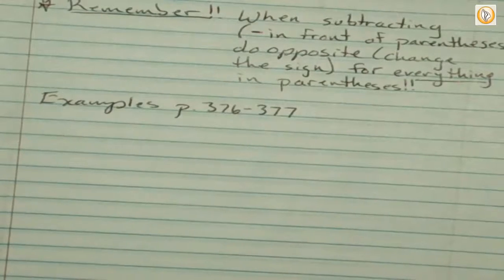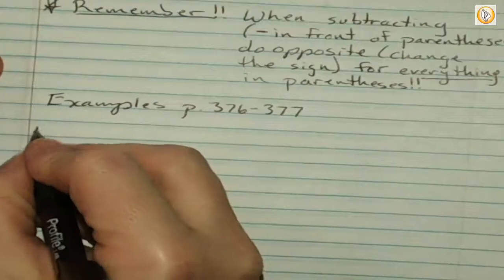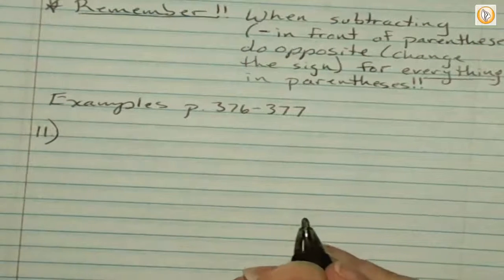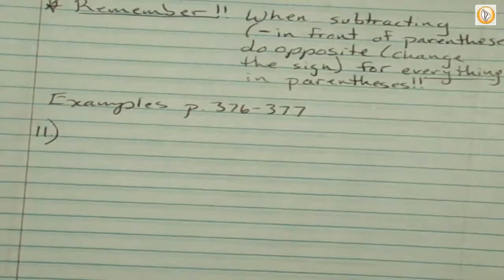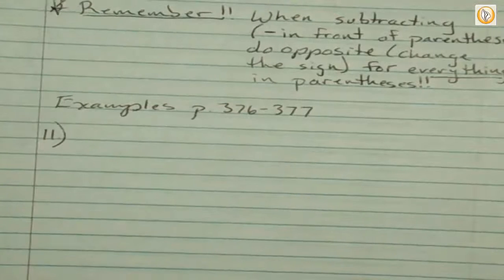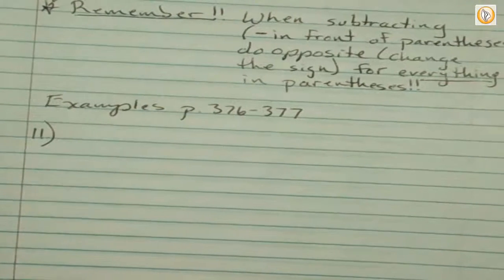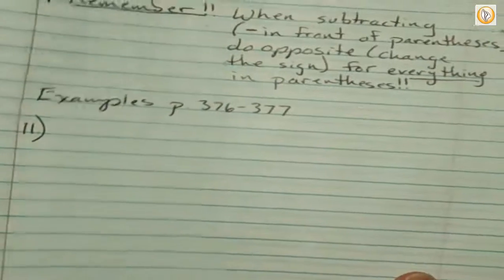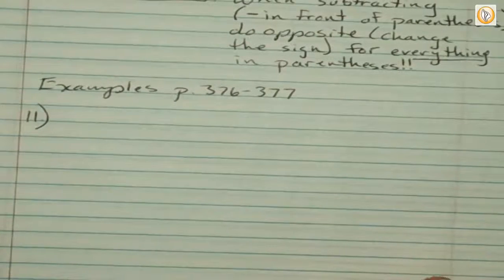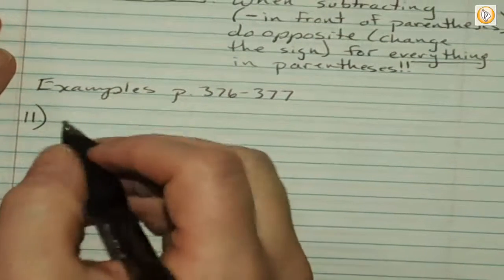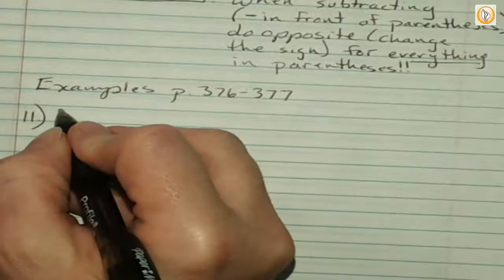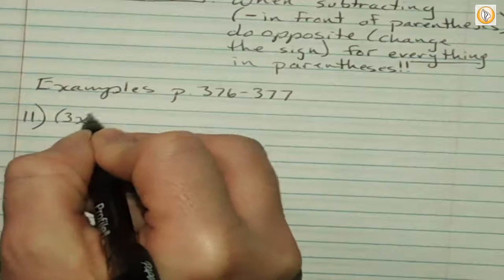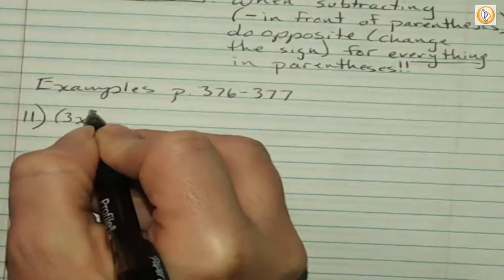All right, number 11. So we're really on 377. Number 11. I'm going to do the big ugly things here because once I do them, you're going to be able to do the easy ones. I think you guys can handle it. So if you look at number 11, it's 3x cubed. You're all writing this down.